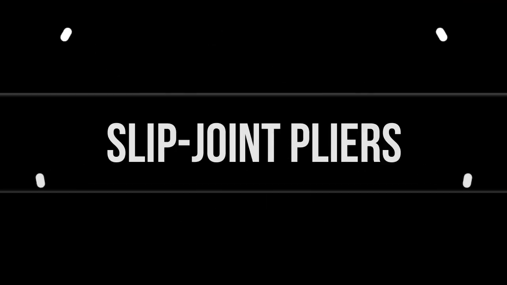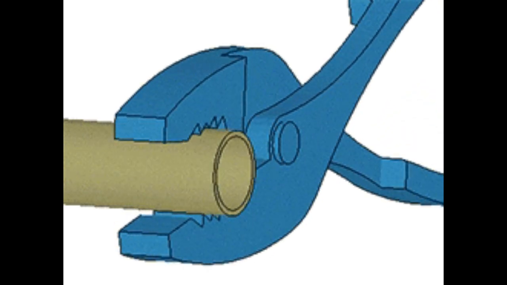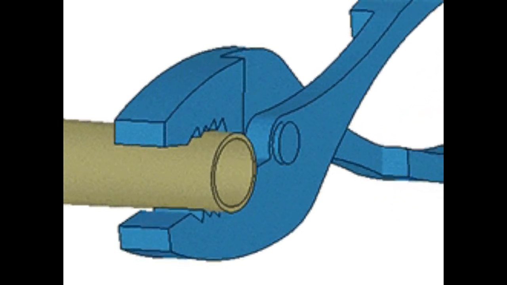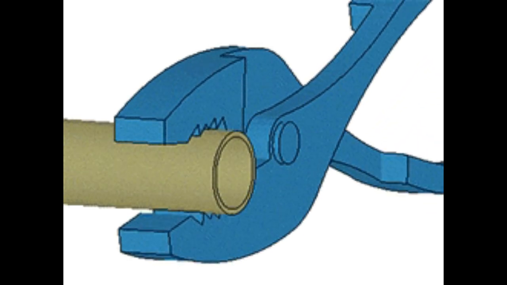Next type is the slip joint pliers. They are handy for holding or bending flat or round stock, looping a wire, cutting soft wire nails, removing cotter pins, and if necessary, loosening or tightening a nut.